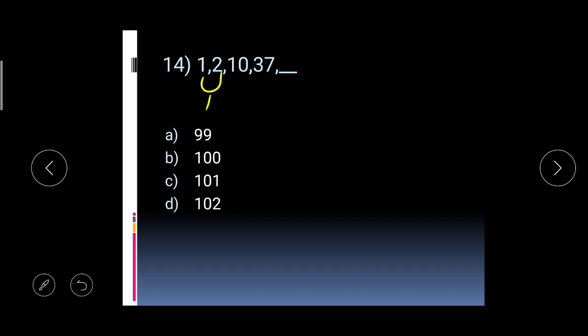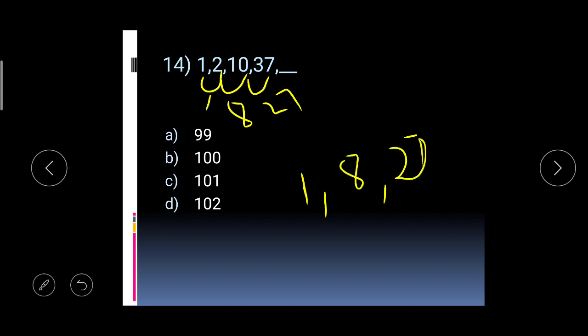Okay, I'll take the difference, 1. I'll take the difference, this is 8. I'll take the difference, 27. Okay, so I'm getting the differences as 1, 8 and 27. Does it tell me any kind of series? Yes, it is telling me, because I have told you these numbers are very important when I told you about the cubing series. So it's a cube of 1, it's a cube of 2, it's a cube of 3.